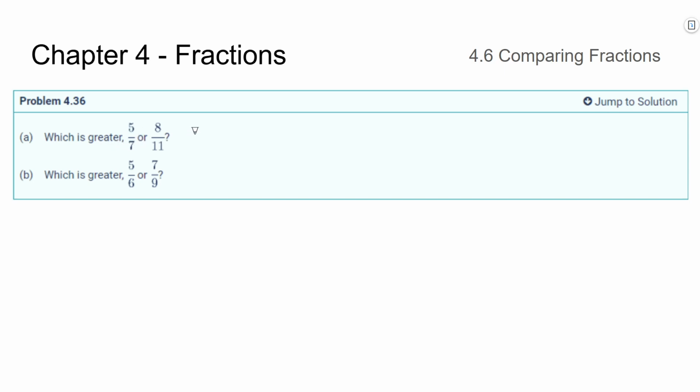We can multiply 5/7 by 1, by 11 over 11, right? And then we can multiply 8/11 times 7 over 7. And we know that the denominator is going to be 7 times 11 here and 11 times 7 here. So they're going to be the same. So this one here will be 55 over 77. And over here we'll have 56 over 77. So we know that 56 is greater than 55, which means 8/11 is bigger.